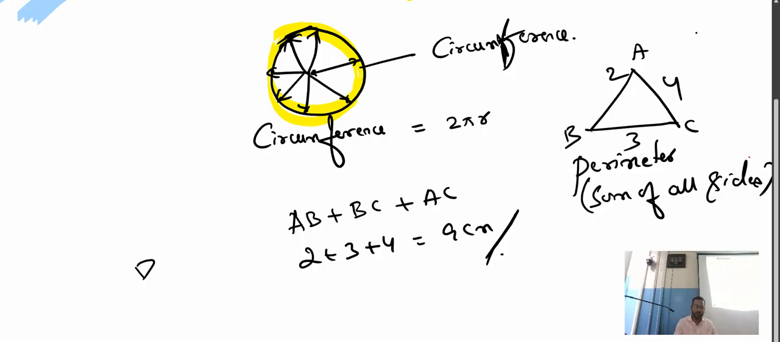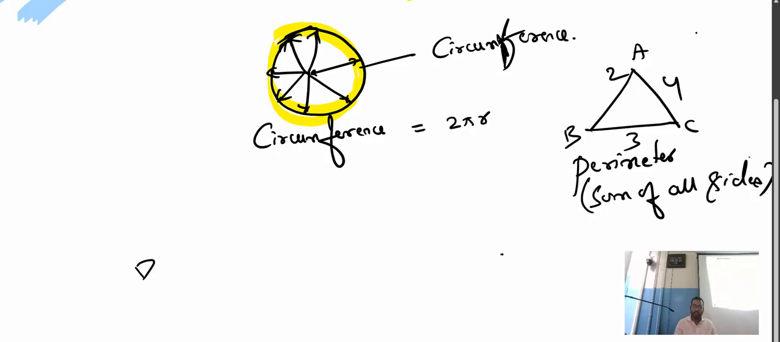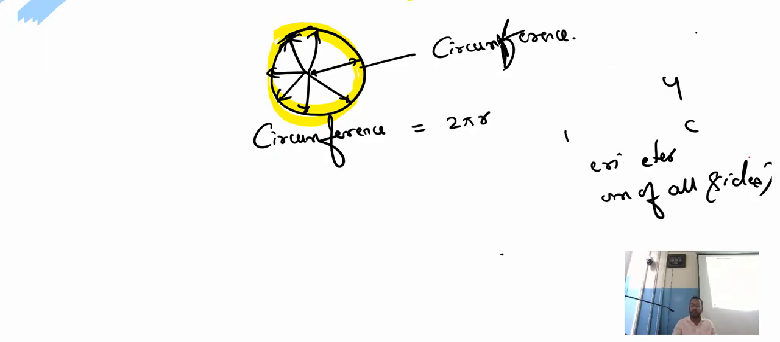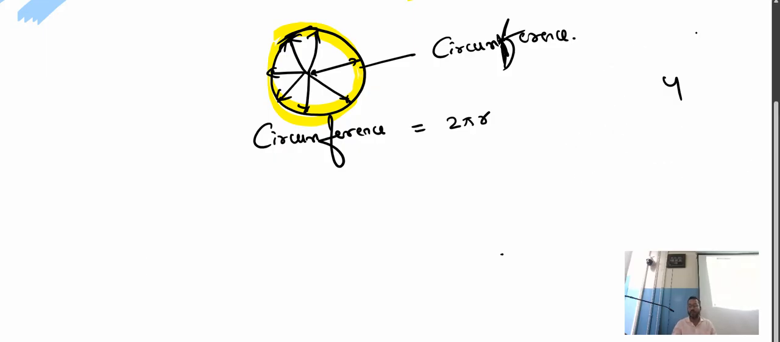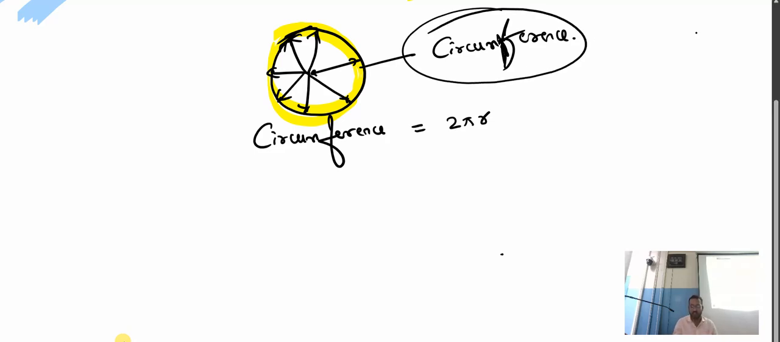Now, dear students, let me come back to this figure. In case they ask you to find the perimeter of a circle, how can you find it? Perimeter means the sum of all the sides. In a circle, how many sides are there? We have only one side. What is that one side? That is only the circumference.